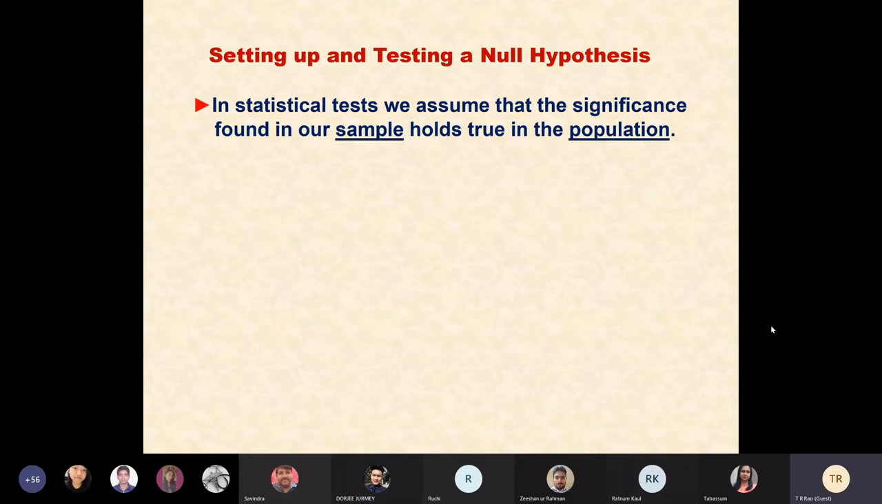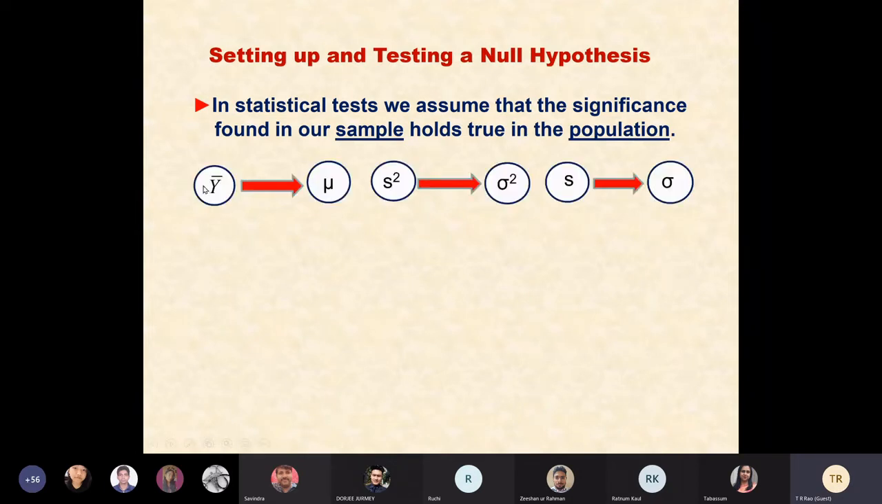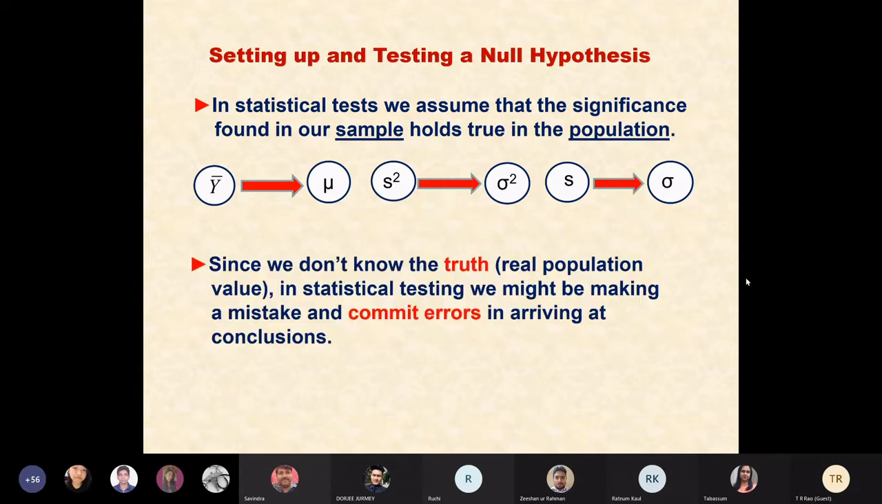So here you can see that our sample mean is trying to estimate the population mean. Our sample variance is trying to estimate the population variance, and our standard deviation, sigma, the population standard deviation. Now, this is the crux of the problem. You don't know the truth, the real population value. So you might be making a mistake when you reach conclusions.